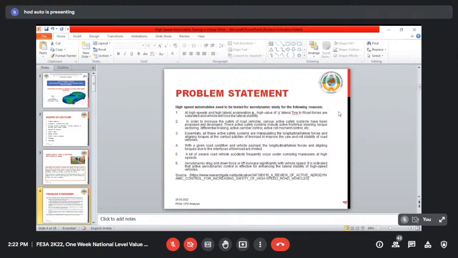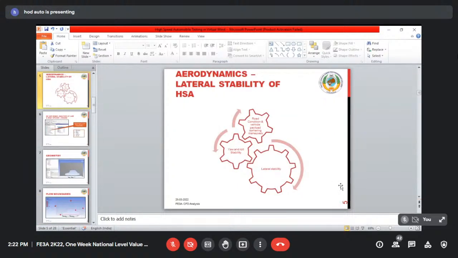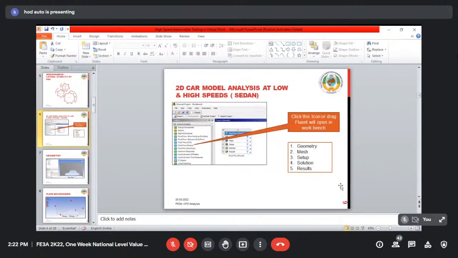You can refer to this particular review of active aerodynamic control for increasing safety of high-speed road vehicles. Wonderful article from ResearchGate. So you have to look at yaw and roll stabilities. You have to consider road condition and vehicle payload. Cornering maneuvers are always the biggest problem at high speeds, which will enhance your lateral stabilities.